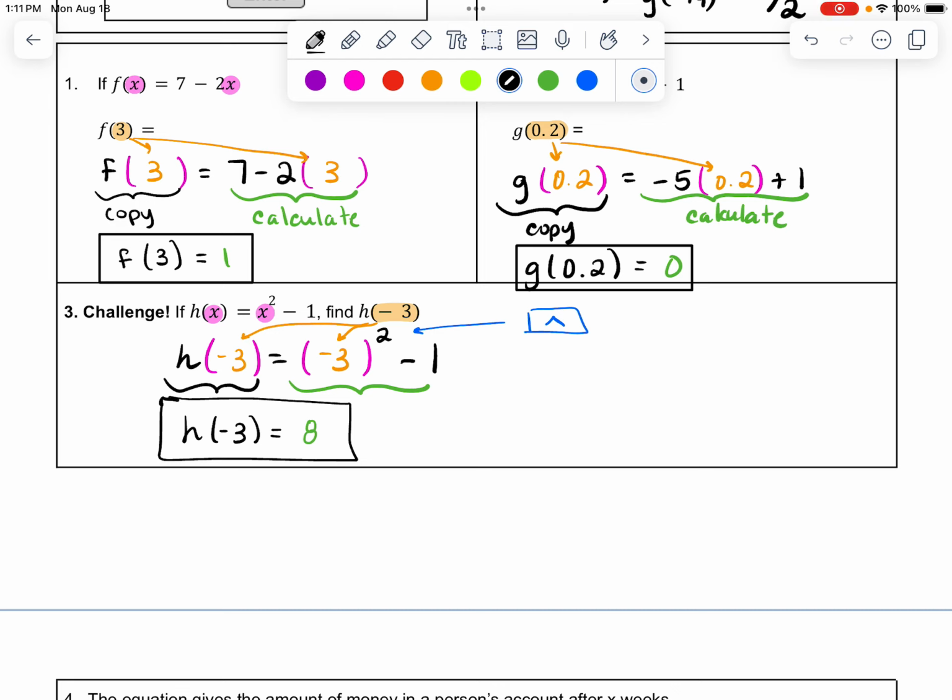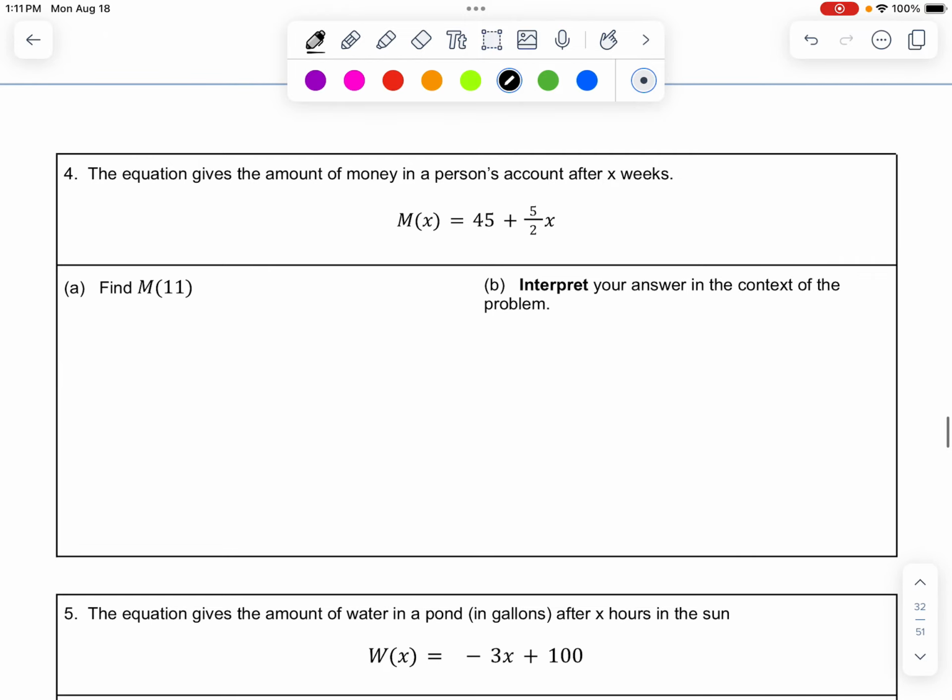We have one more thing to talk about today, and that is how do you interpret these answers if there isn't a table or there isn't a graph? So we have to read our words carefully. Let's talk about problem 4. Now, in this problem, I'm going to ask you to do 2 things. I'm going to ask you to find a missing number and then interpret that answer.